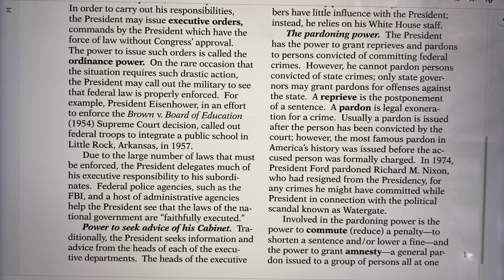Also is the power to grant amnesty, or a general pardon that's issued to a group of people at that time. A famous one of these amnesties would be where Presidents Ford and Carter granted amnesty for draft dodgers during the Vietnam War. Those draft dodgers would be convicted of crimes of avoiding the war and not going into the war, and fleeing to places like Canada or Mexico or wherever they fled, and coming back, an amnesty was given, so that they would not be blamed for their crime of draft dodging.